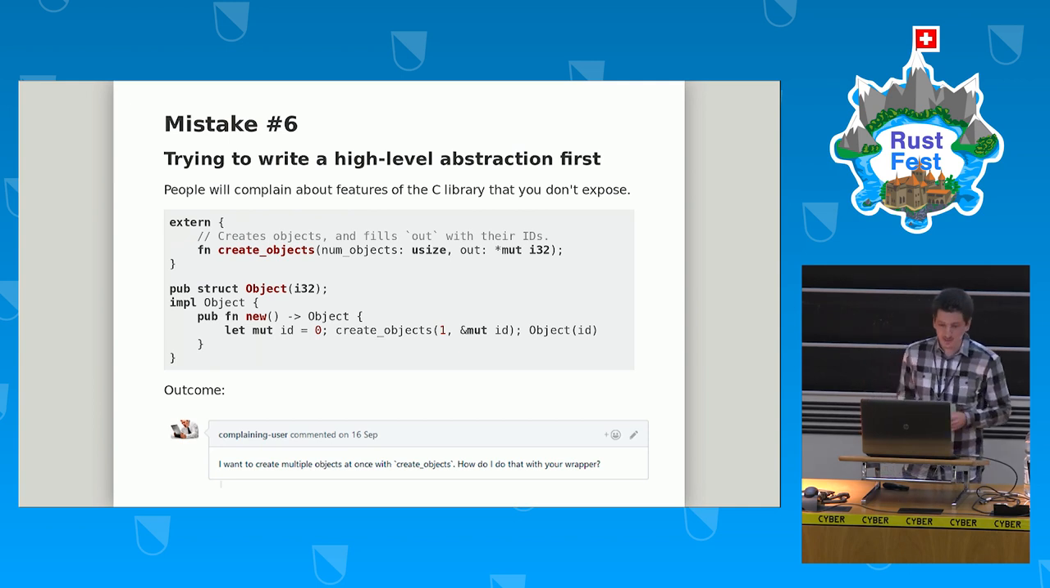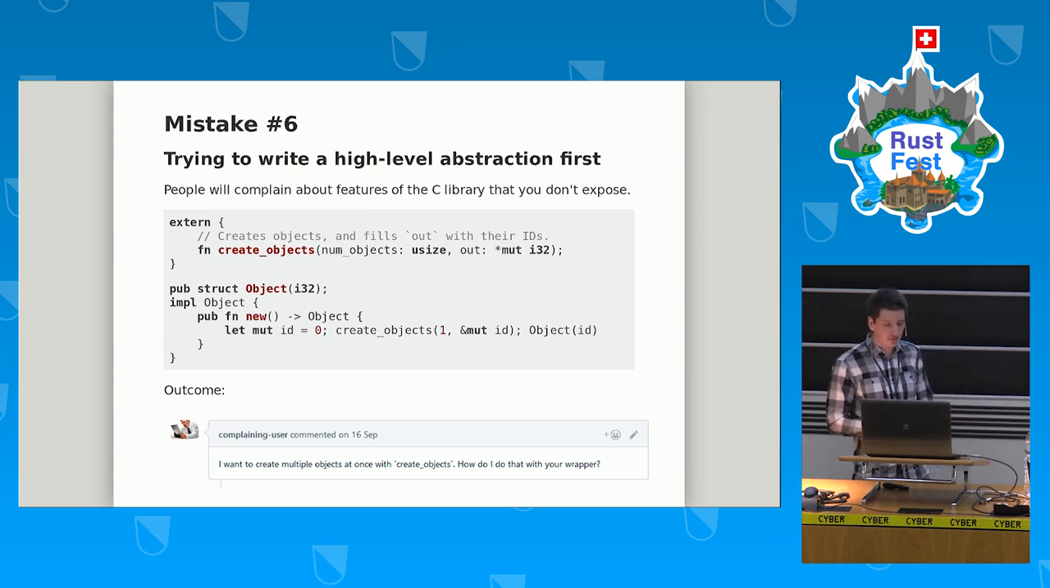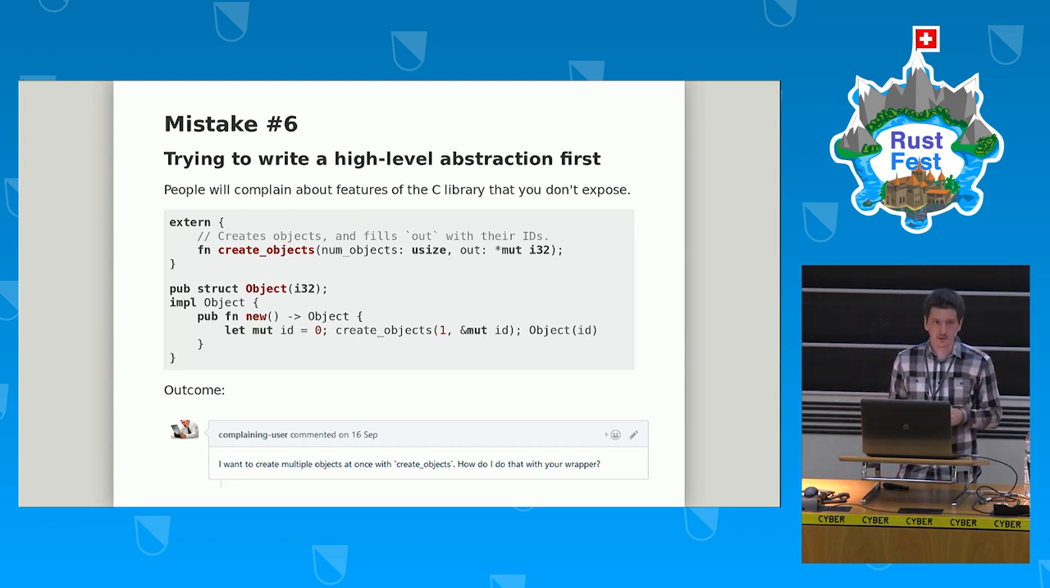Mistake number six, trying to write a high-level abstraction first. So in this example code, you have a create objects function. I put it in an external block to show that it represents the API of a C library. So the C library provides a function named create objects, which takes an array as a parameter in the form of a pointer and a number of elements, and I inverted the two parameters. Usually it's the pointer first, but whatever.